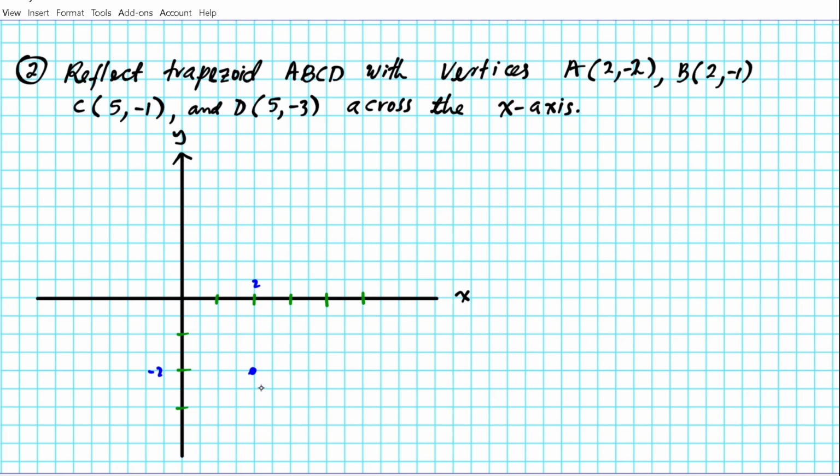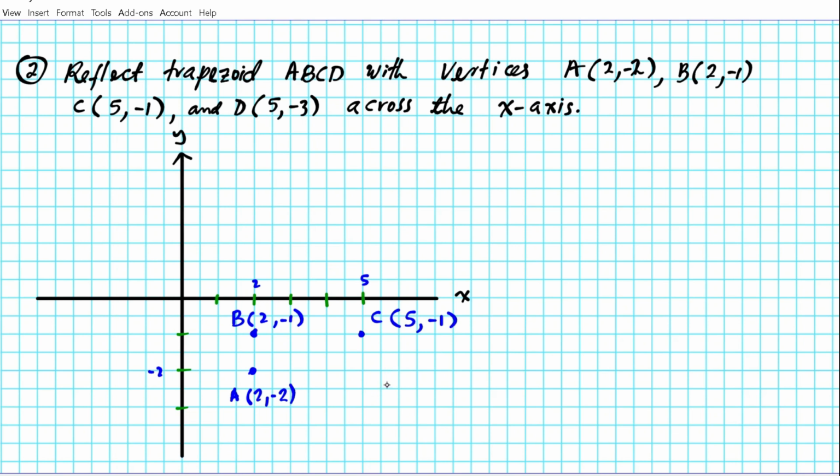And then point B is (2, -1). All right, so let's put point A right here. A is (2, -2). And then point B is (2, -1) right here. Point B, (2, -1). And then point C of the pre-image is (5, -1). 1, 2, 3, 4, 5. This is (5, -1) right here. That's point C of the pre-image.